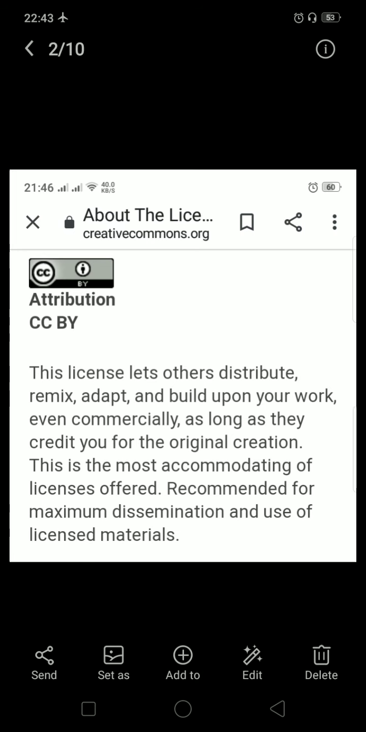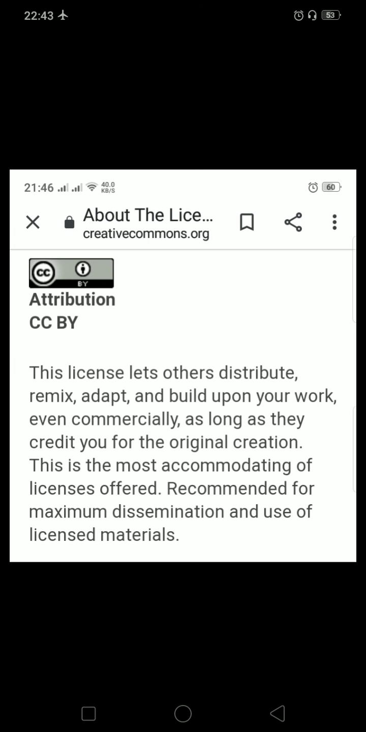So if you choose this license, it means you are simply keeping your name on the product, but otherwise they can change everything. And they can even use it commercially. They can earn money.